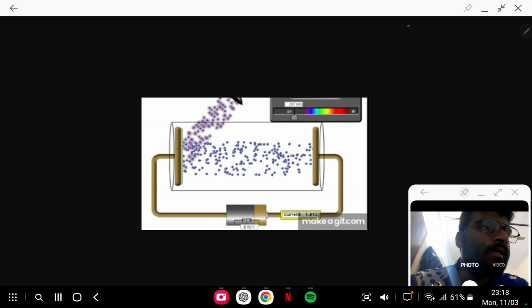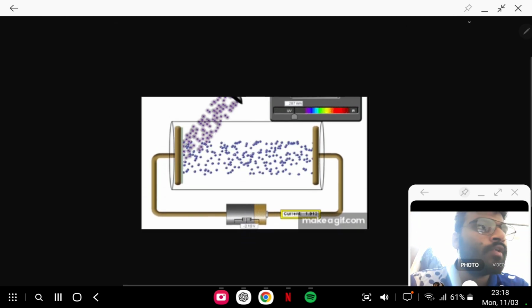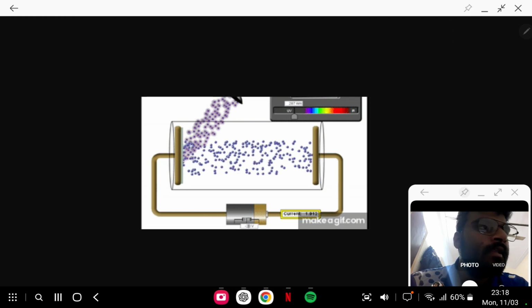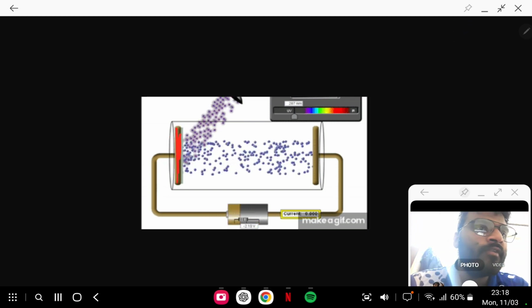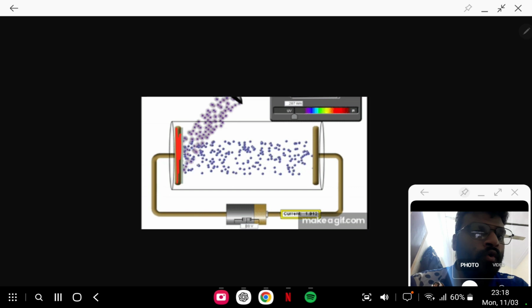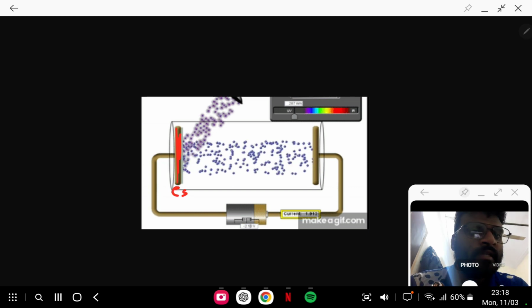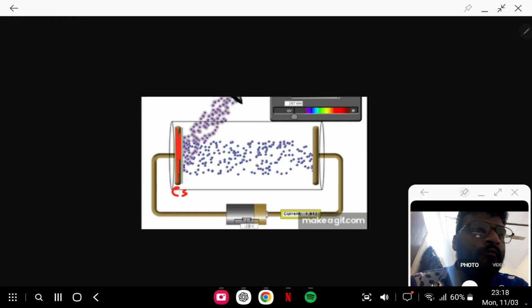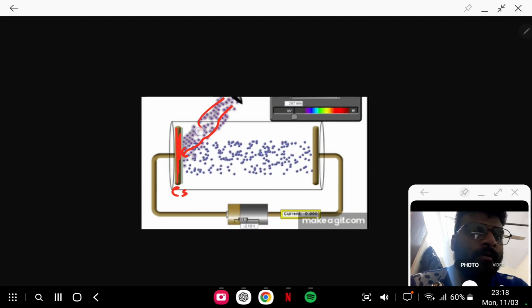Why am I saying very low ionization energy? Because if the ionization energy is very huge, then ejecting an electron out of here will be very difficult. So we take a metal, for example cesium, because it has a very low ionization energy. So what happens is we eject a light.